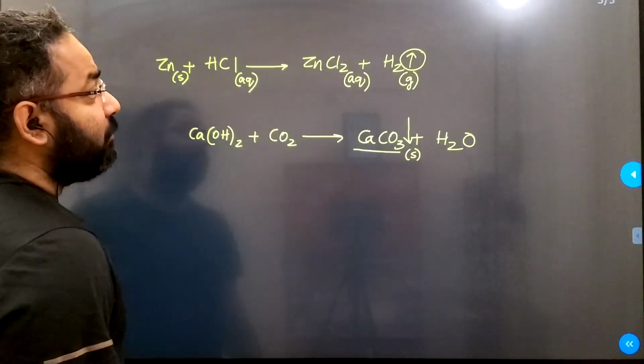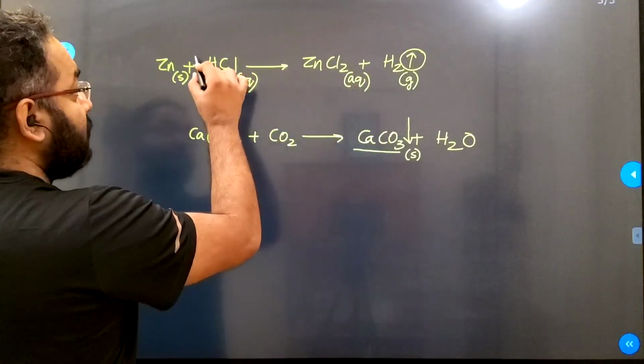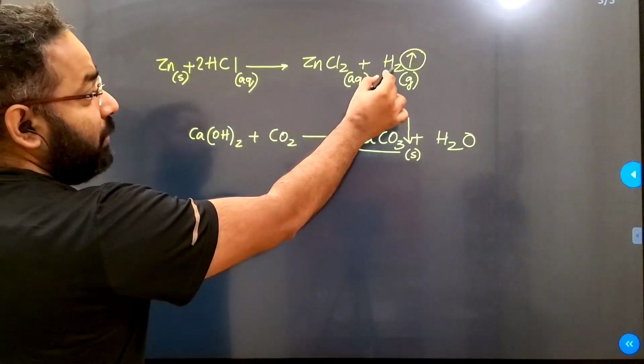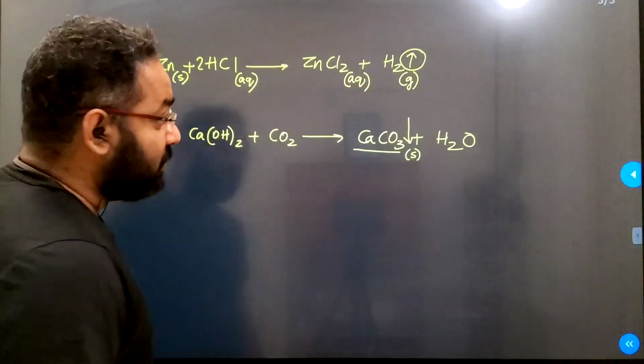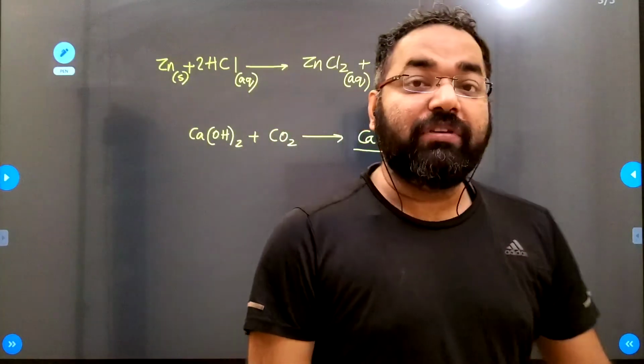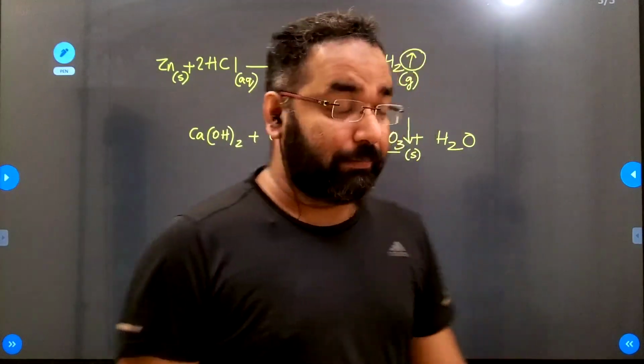The other way to make it informative is to balance the chemical equation. You notice I have 2Cl on the right hand side, so I'm going to put 2Cl here. I have 2H on the right hand side and 2H on the left hand side, so the reaction is now balanced. Now that the reaction is balanced, we say that the entire equation is informative. It gives us all the information that is required.